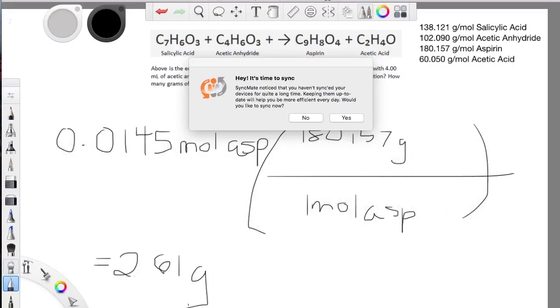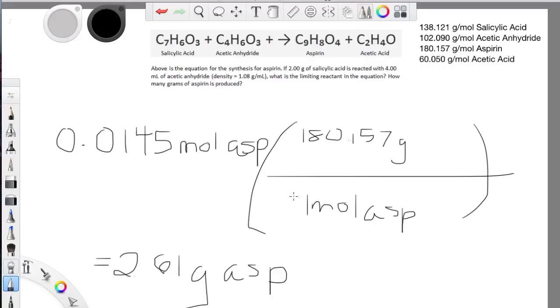2.61 grams of aspirin. Now remember, we want to use the right number of significant figures when we give our answer. So 180.157 grams has 6 significant figures, and 0.0145 moles of aspirin has 3 significant figures. You don't want to forget about this exact measurement here for the 1 mole of aspirin. That's an infinite number of significant figures, so you don't want to misinterpret that as 1 and then give your answer with 1 significant figure. So in the end, we will end up having 3 significant figures, which gives us our answer of 2.61 grams of aspirin.